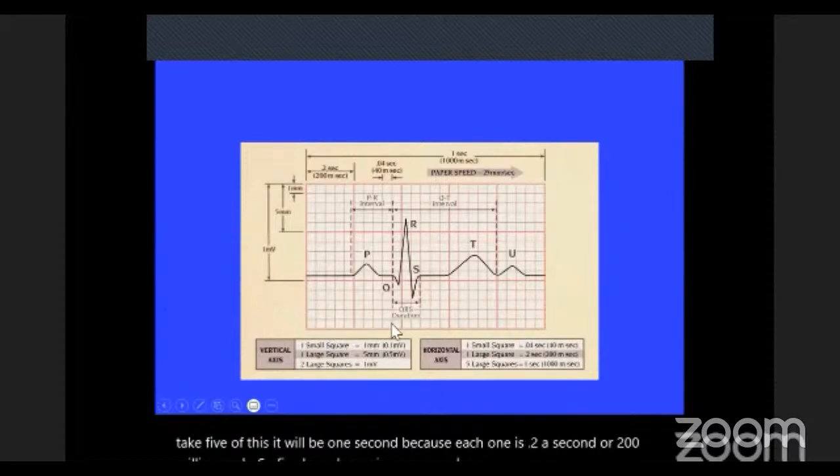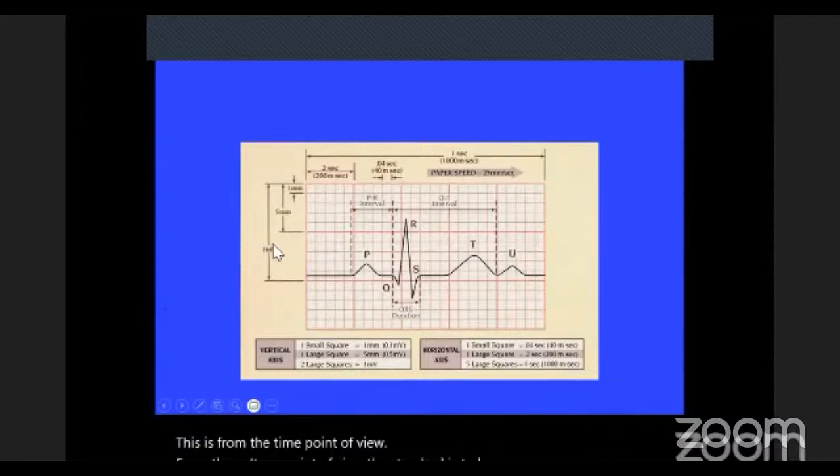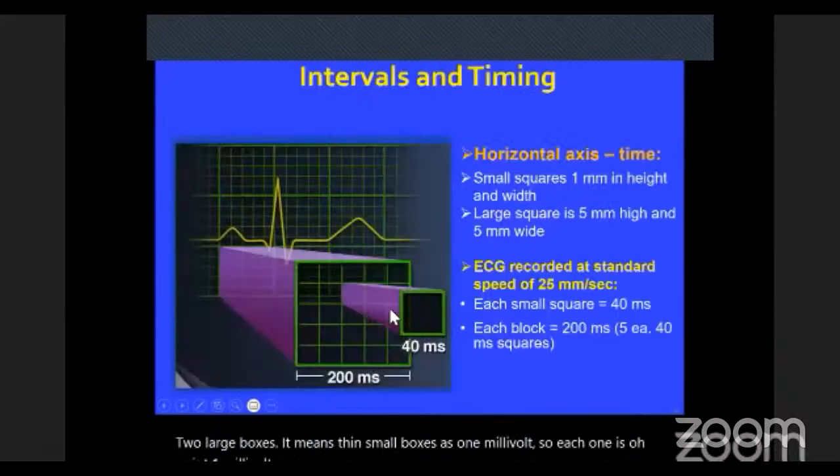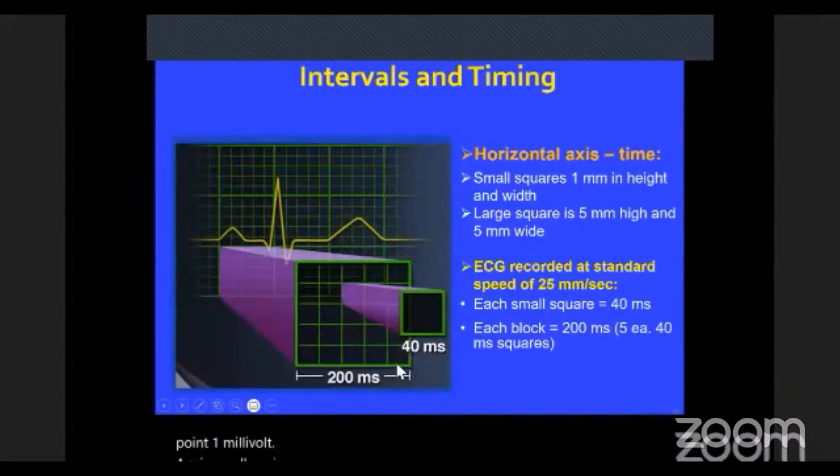This is from the time point of view. From the voltage point of view, the standard is to have 2 large boxes as 1 millivolt. 2 large boxes means 10 small boxes as 1 millivolt, so each one is 0.1 millivolt. Again, the small box is 40 milliseconds, the large is 200 milliseconds, and 5 large boxes is 1 second.